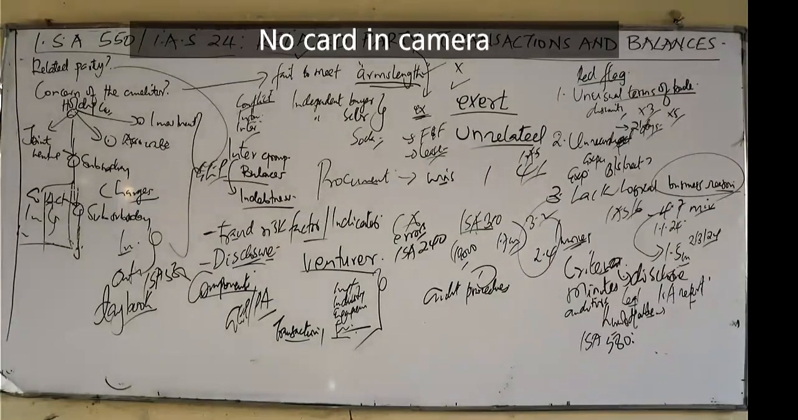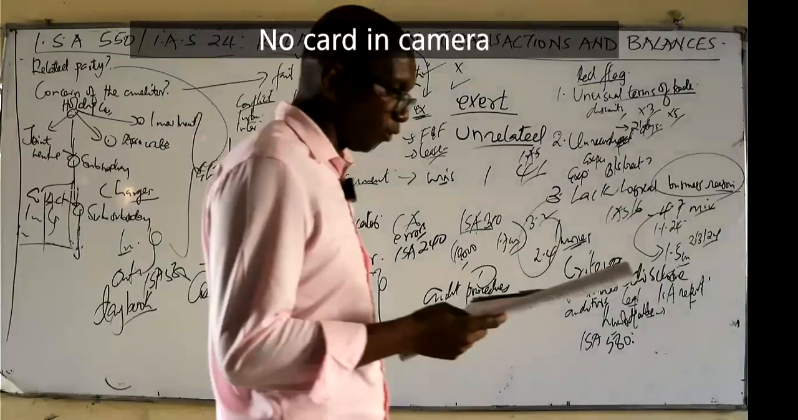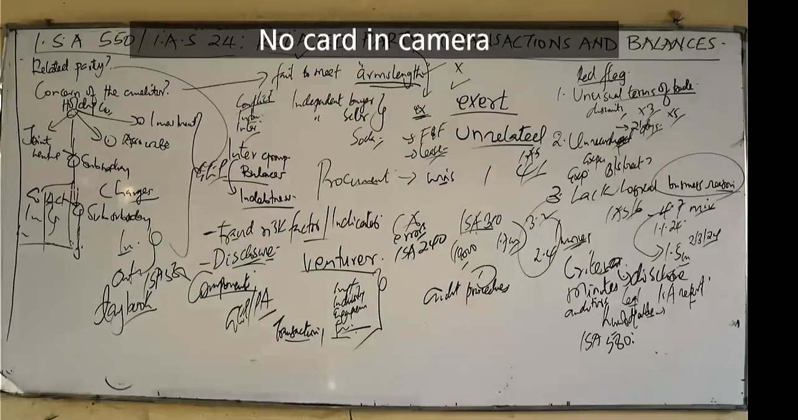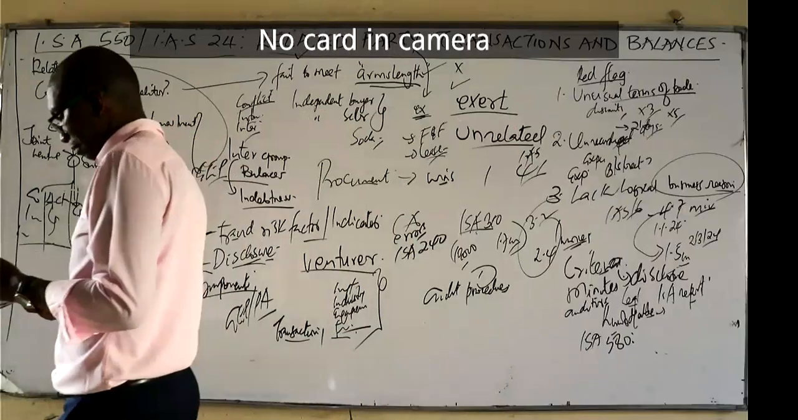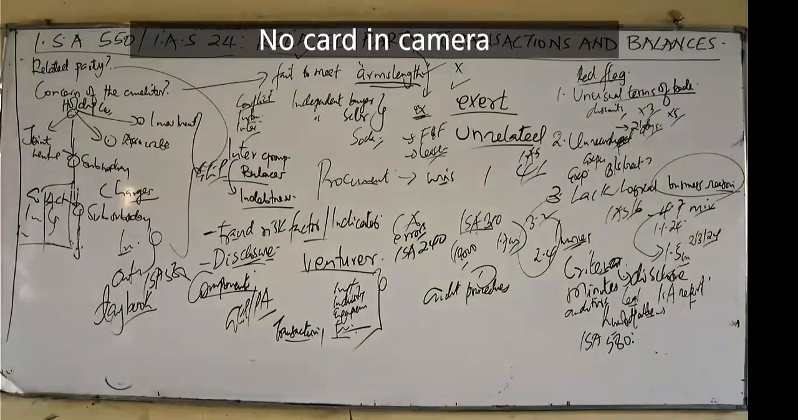Lastly, number 8, request for a management representation letter concerning their disclosure, because we have said disclosure is paramount.